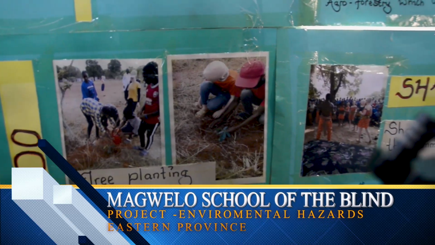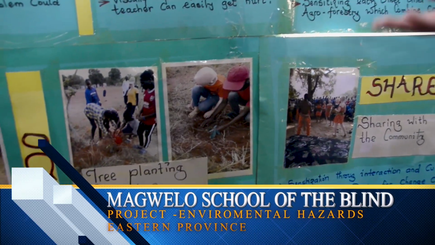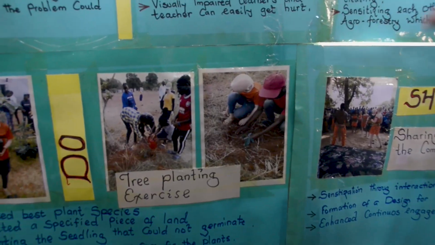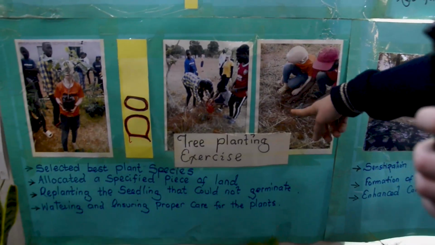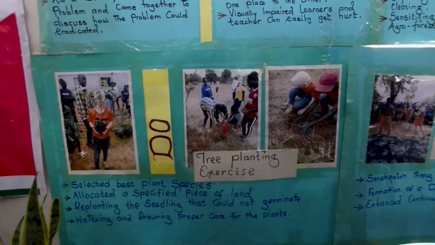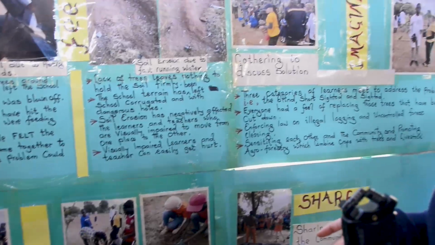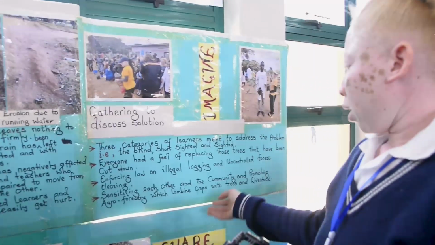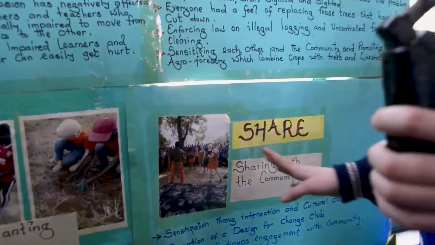Not only that, we also replanted those plants which failed to germinate. There were some plants which failed to germinate, so we had to replant them. And then we did not just plant the trees, but we started watering them and taking very good care of them. On the share part, we gathered the community together at our school.